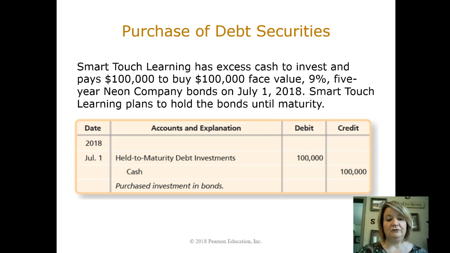So here it shows an example that SmartTouch Learning has excess cash to invest and pays $100,000 to buy $100,000 face value 9% 5-year Neon Company bonds on July 1st, 2018. SmartTouch Learning plans to hold the bonds until maturity. So to record that transaction, July 1st, you record held to maturity debt investments for $100,000 debit and cash credit for $100,000, and it's to purchase investment in bonds.